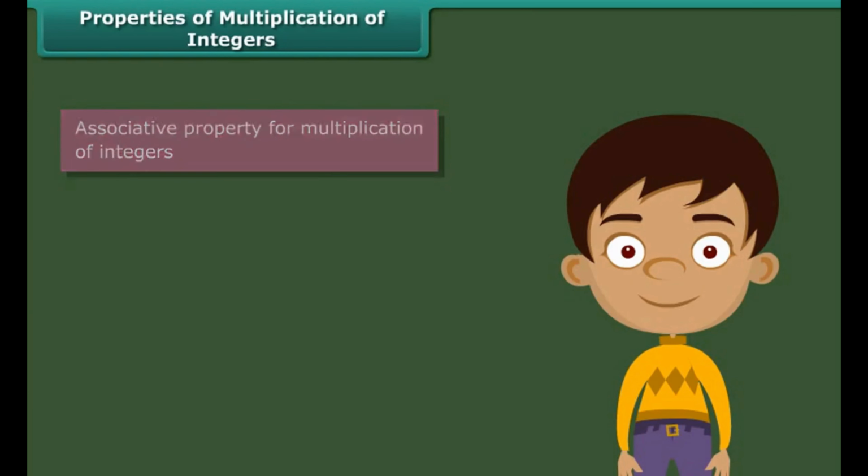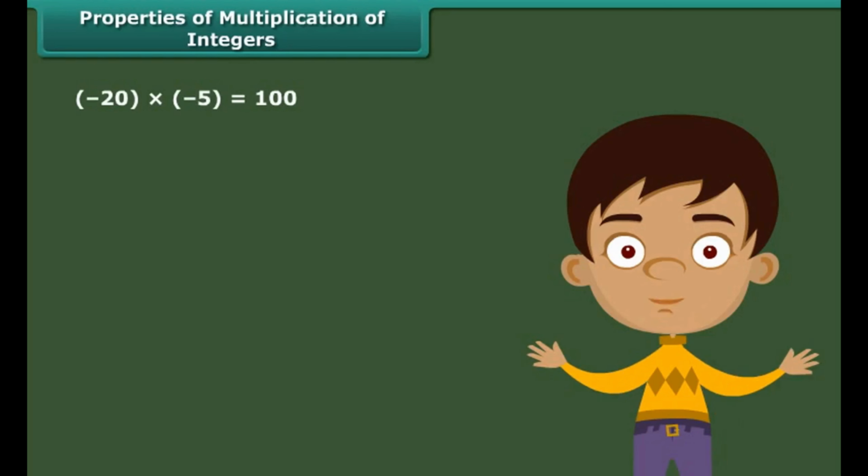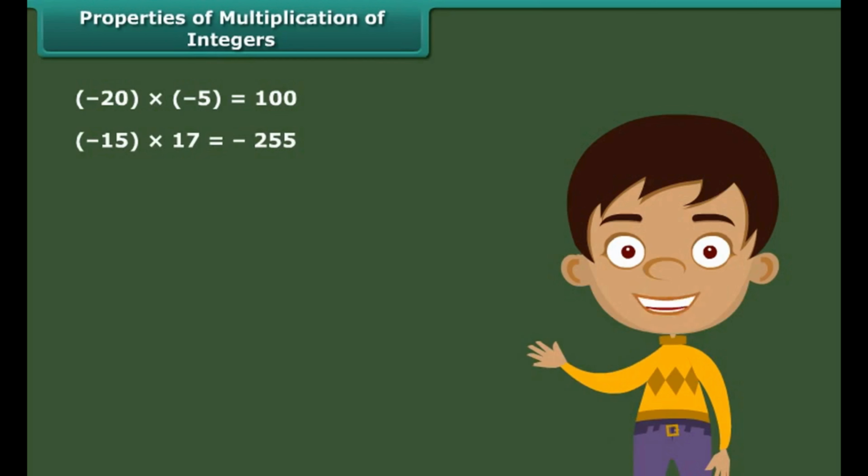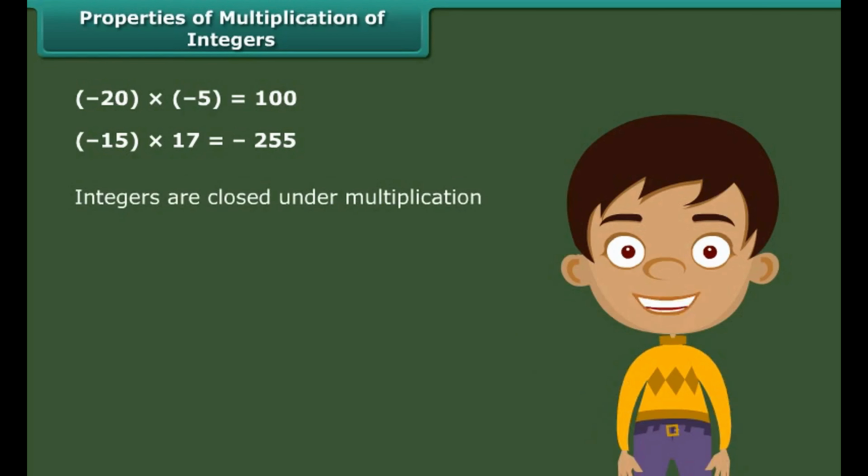For example, minus 20 into minus 5 is equal to 100. Minus 15 into 17 is equal to minus 255. So we can say that integers are closed under multiplication.